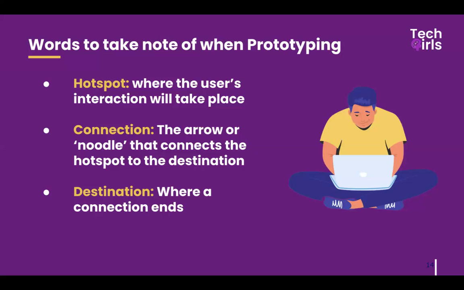Then the next one is connection. That's the arrow or noodle. They say it looks like a noodle that connects the hotspot to the destination. So when you get the hotspot, you drag it to the other screen, which is the destination. That's the connection. Then the destination is where the connection ends. So when you click on it, you see that it's connected. And you can only connect things together when it's in a frame. If it's outside the frame, you might struggle to connect it.